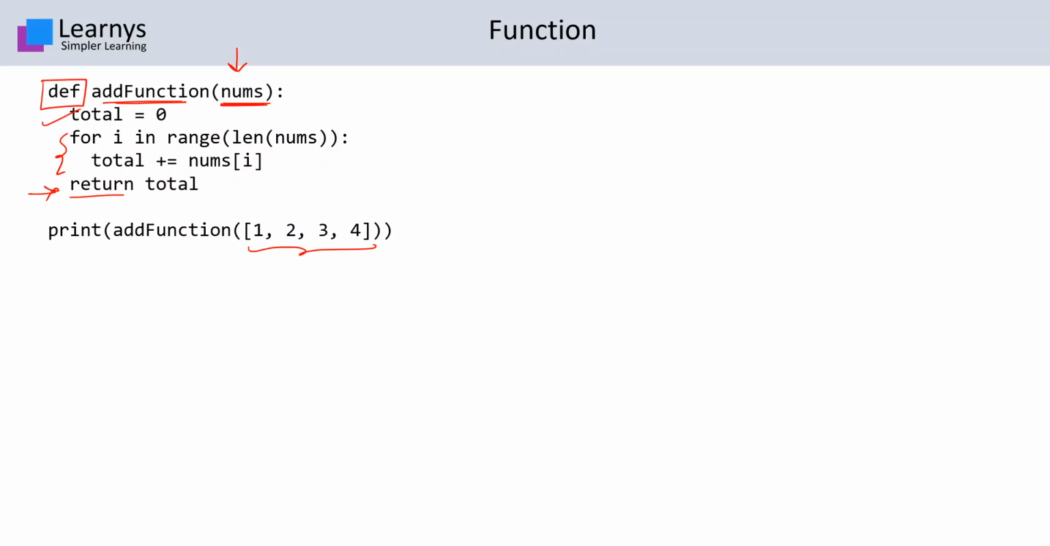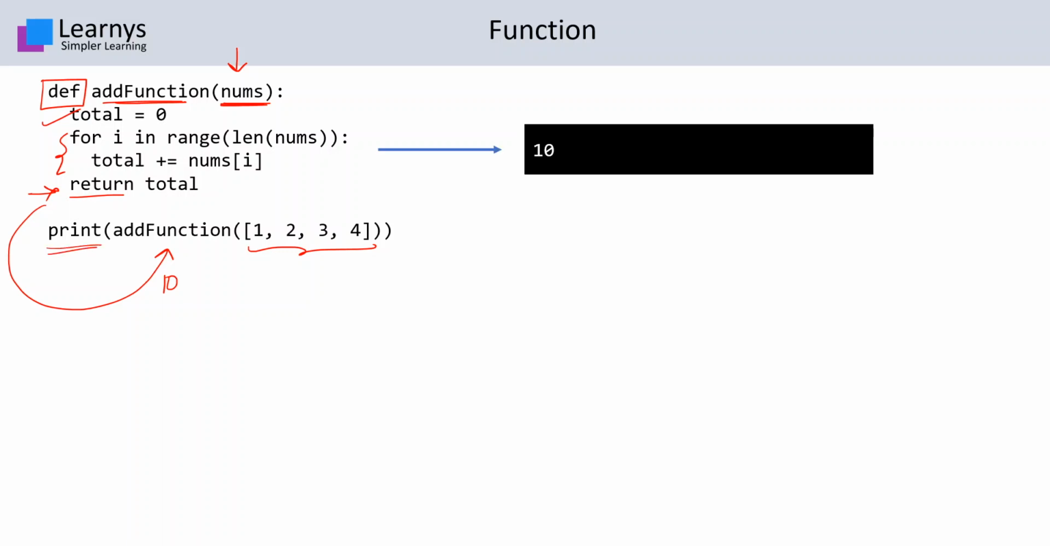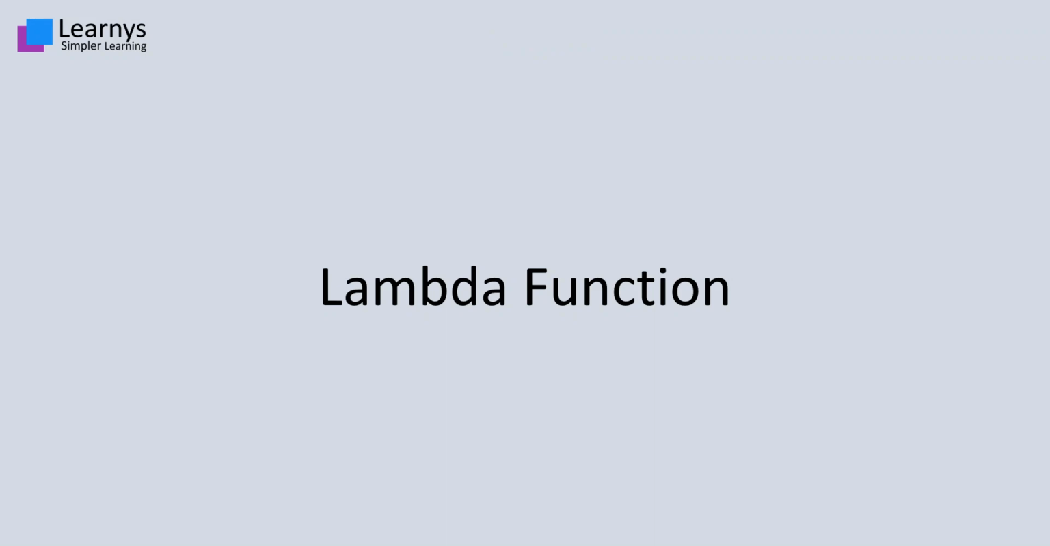This value returned over here will come over here. Since the sum of all these values will be 10, it is inside the print function. When we execute this, the output will be 10. This is how normal functions work. Now let's talk about lambda functions.